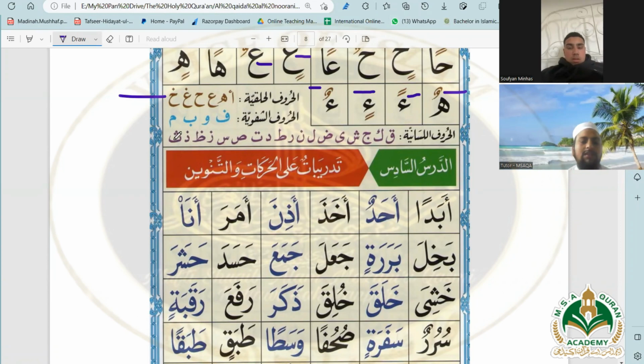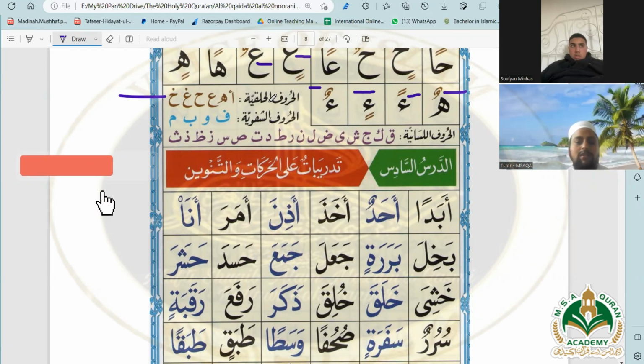Okay, let's discuss these letters. Al-huruf al-halqiyya means throat letters, the letters you have to pronounce from your throat. The articulation is your throat. Hamza, ha, ain, ha, ghain, kha. How many are there? 6. These are called al-huruf al-halqiyya. In English, you can say throat letters, the letters those you have to pronounce from your throat.